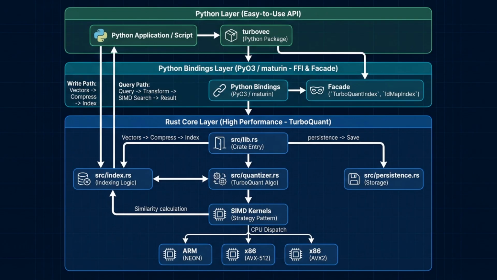The design here is incredibly pragmatic. At the heart is a Rust core that implements TurboQuant and the performance-critical scoring loops. On top of that, Python bindings provide a small, friendly API for daily use. This gives you Rust-level performance without ever having to leave your Python workflow.